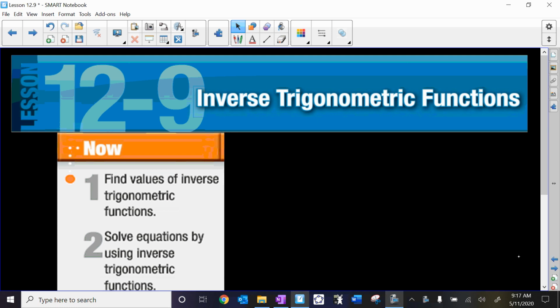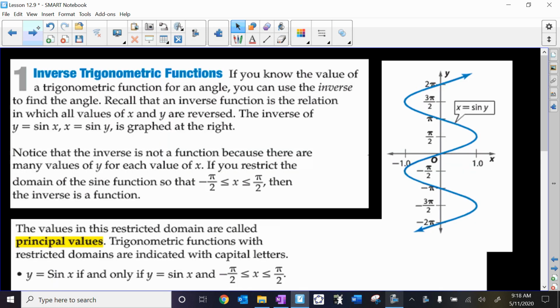In section 9, we're going to look at inverse trig functions. So we'll find values of inverse trig functions, and then we'll solve some equations that deal with these inverse trig functions as well. The hardest part of this lesson is just understanding the restrictions of the domain for inverse trig functions. And then the examples are usually pretty easy out of this.